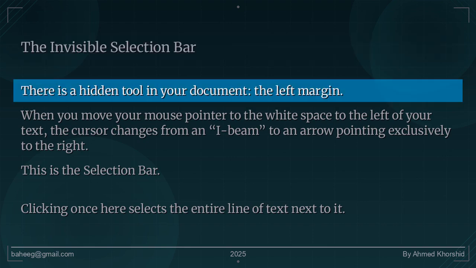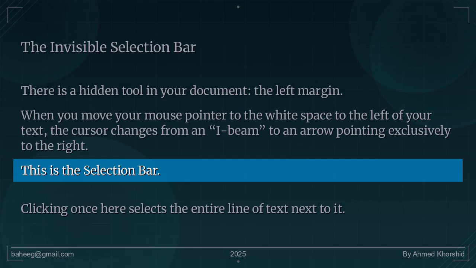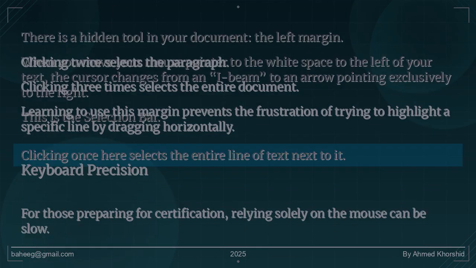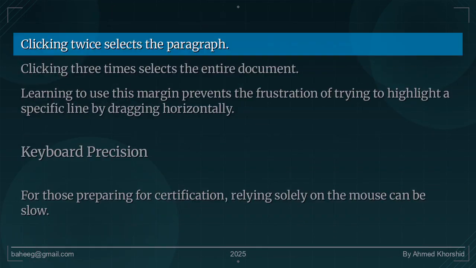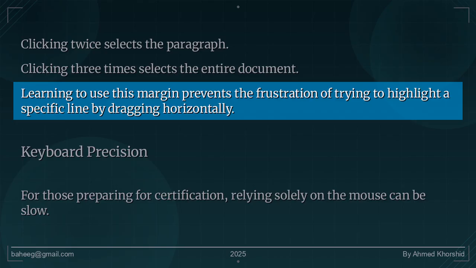The invisible selection bar. There is a hidden tool in your document, the left margin. When you move your mouse pointer to the white space to the left of your text, the cursor changes from an I-beam to an arrow pointing exclusively to the right. This is the selection bar. Clicking once here selects the entire line of text next to it. Clicking twice selects the paragraph. Clicking three times selects the entire document. Learning to use this margin prevents the frustration of trying to highlight a specific line by dragging horizontally.